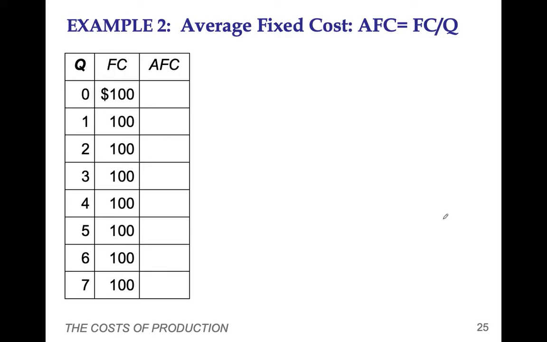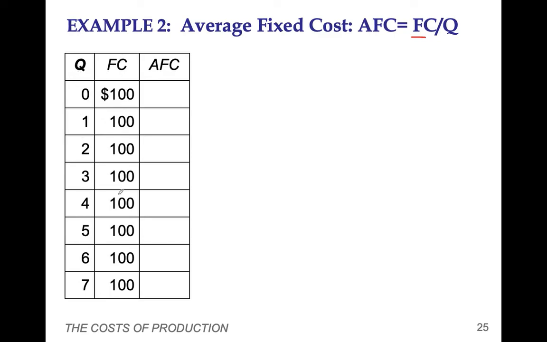So what is the average fixed cost? The average fixed cost is simple. Average fixed cost means average fixed cost per unit produced. It is equal to total fixed costs divided by the level of output. Okay, so here we have the quantities, the different levels of output.